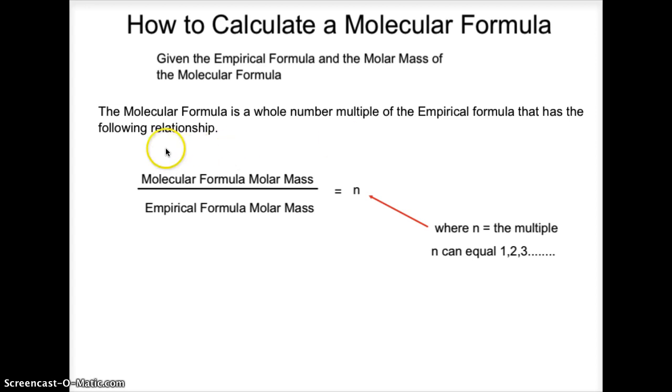So you can use this understanding to take the molecular formula molar mass and divide by the empirical formula molar mass to find that multiple, where that n is going to equal that multiple, and that will be a whole number of either 1, 2, 3, 4, 5, and so on and so forth.